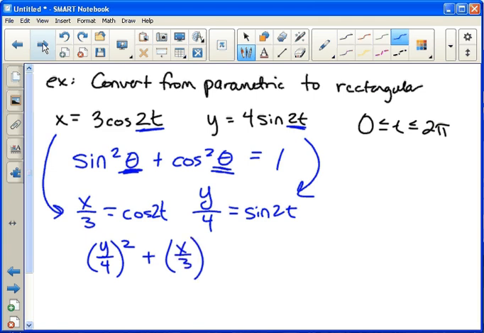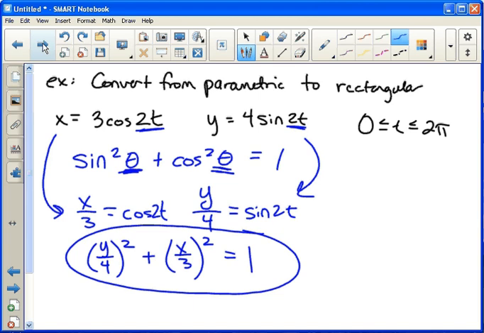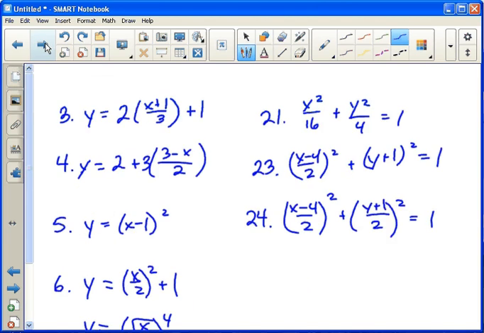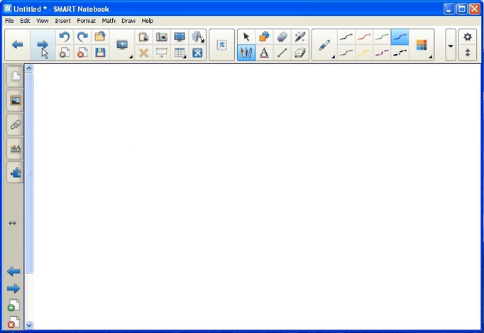Now these aren't functions in the traditional sense. If you notice, I'm mostly using the word equations. These will fail the vertical line test, but that's okay. We're just converting between equations. Alright, we're going to go ahead and stop right there and look at the calculus involved with parametric equations in the next video.